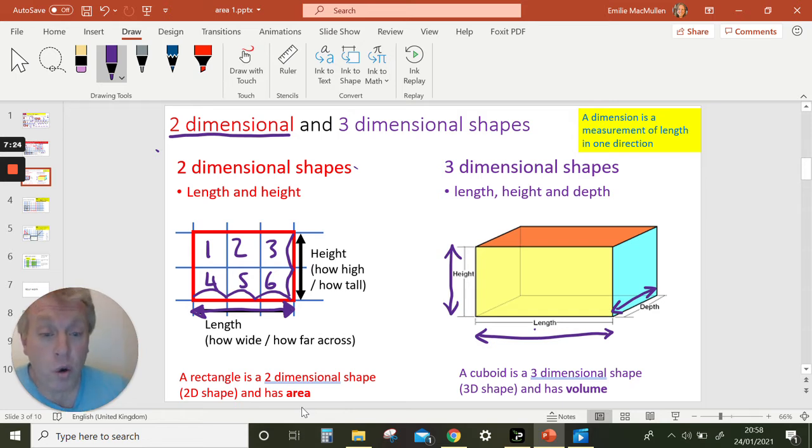And when we talk about what 3D shapes have, they have something called volume, which we can imagine as if you wanted to fill that cuboid up with water, the volume is how much water it can hold. And we can also think it's how much air it can hold.